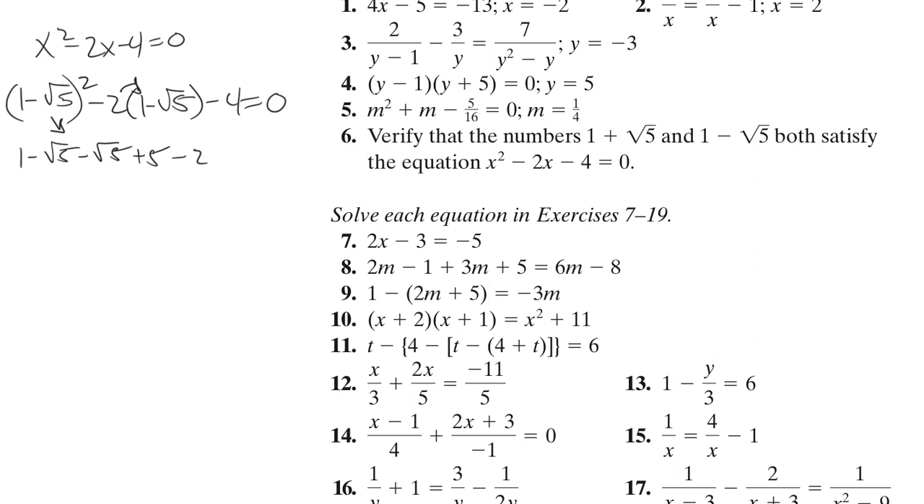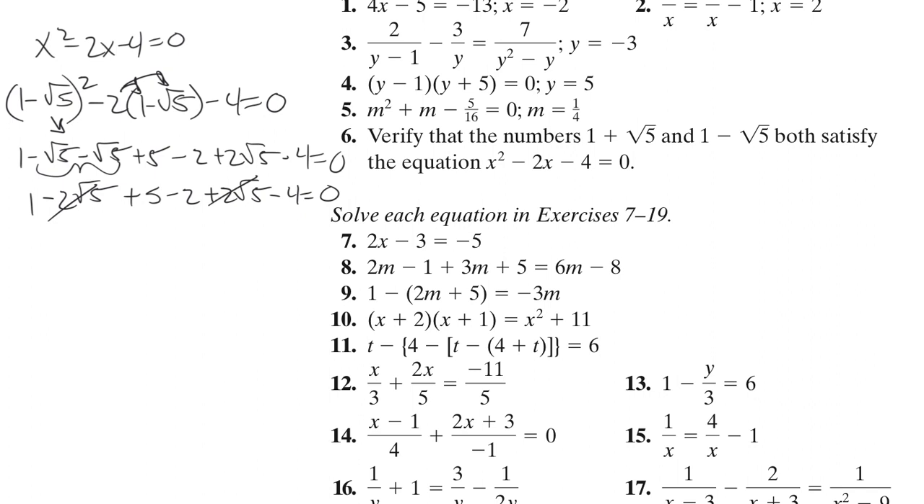Minus 2. Now I'm distributing. 2 times negative 1 is negative 2. And then negative times negative is positive. So it's plus 2 times the square root of 5 minus 4 equals 0. And this is minus 2 times the square root of 5. And I have 1, and then plus 5 minus 2, plus 2 times the square root of 5 minus 4 equals 0. These will cancel again. I have 1 plus 5 minus 2 minus 4, which again is, of course, 0, because that's 6 minus 6 equals 0. Okay, so I showed that that worked.